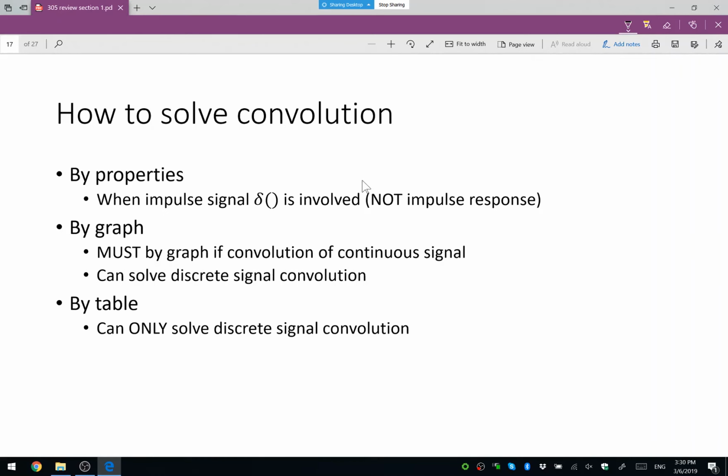What is going to be on the test is how you solve a convolution. By my experience, there are at least three ways to solve that. First is using the properties of convolution. The second is drawing graphs. And the third one is by table.